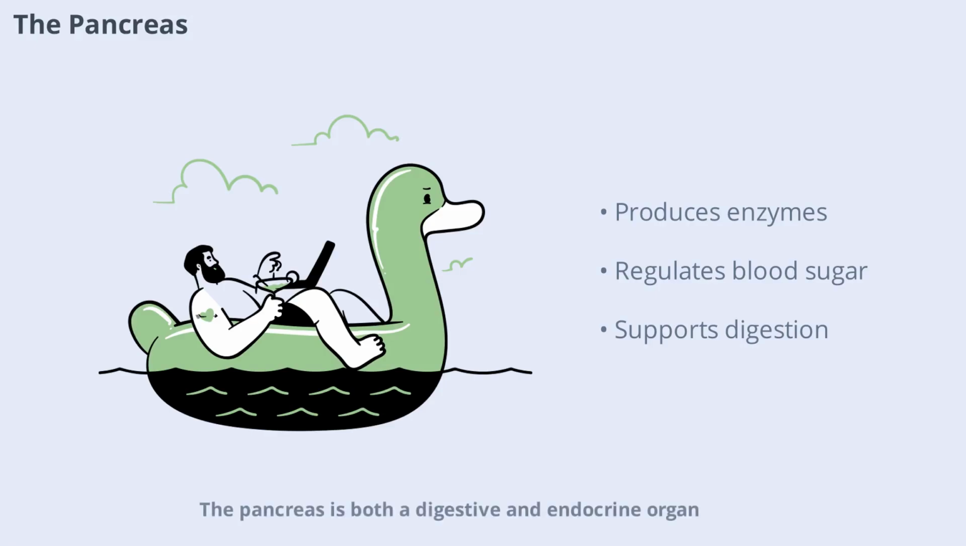The pancreas is both a digestive and endocrine organ. It produces enzymes that help digest food and hormones like insulin that regulate blood sugar. The pancreas plays a crucial role in maintaining energy balance and supporting overall health.